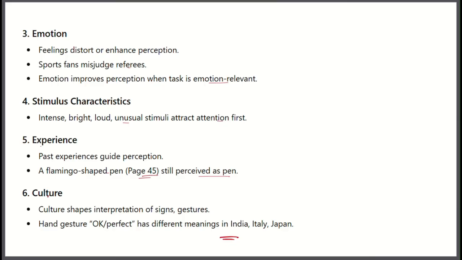Culture. Culture shapes interpretation of signs and gestures. The hand gesture for okay or perfect has different meanings in India, Italy, and Japan.